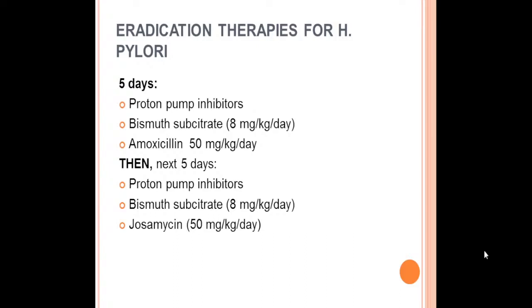If the first scheme, the 3-component scheme, is not effective, maybe a second line therapy scheme: 5 days of proton pump inhibitor, bismuth subcitrate 8 mg per kg per day, and the antibiotic amoxicillin. After these 5 days of proton pump inhibitor, bismuth, and amoxicillin, the next 5 days continue proton pump inhibitor and bismuth, but amoxicillin is changed to josamycin, and the scheme is 10 days.